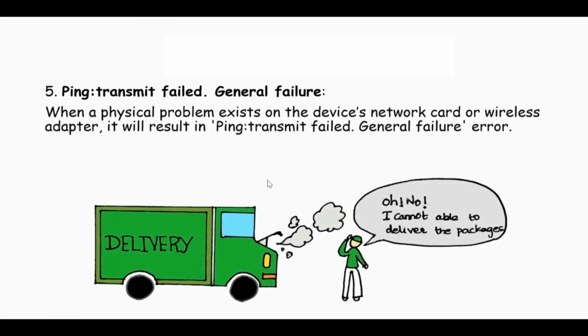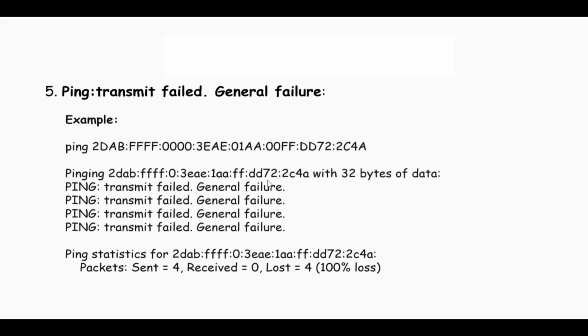So for example, when I'm trying to deliver the package, but my vehicle got repaired on the way, then I cannot deliver this package, right? So I need to repair my vehicle first, then only I can deliver this. So similarly, when a physical problem exists on the device's network card or wireless adapter, it will result in the ping transmit failure error. So for example, I passed ping IP address. It was throwing the ping transmit fail general failure error.